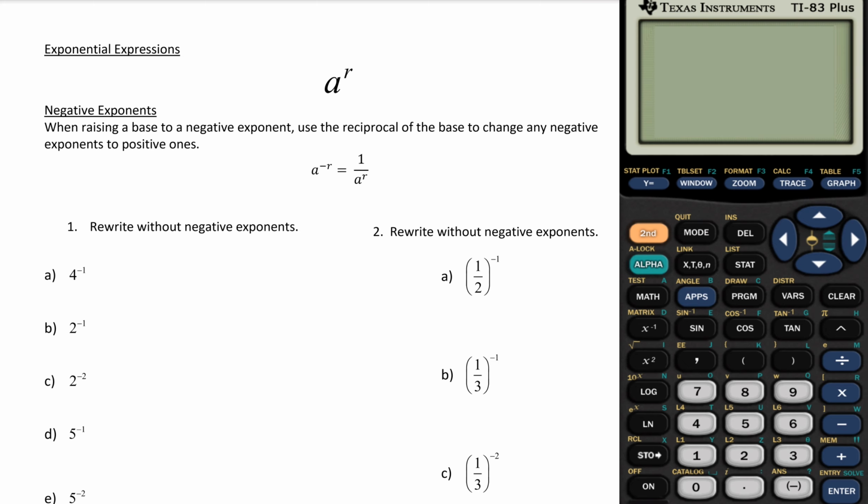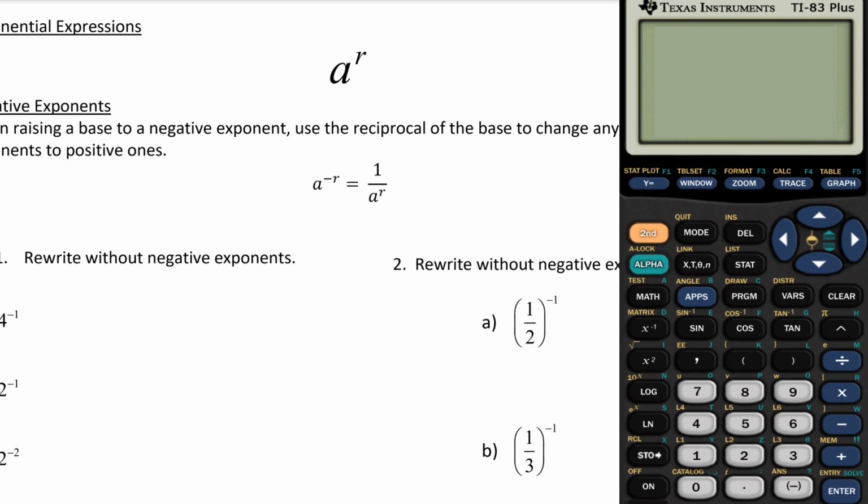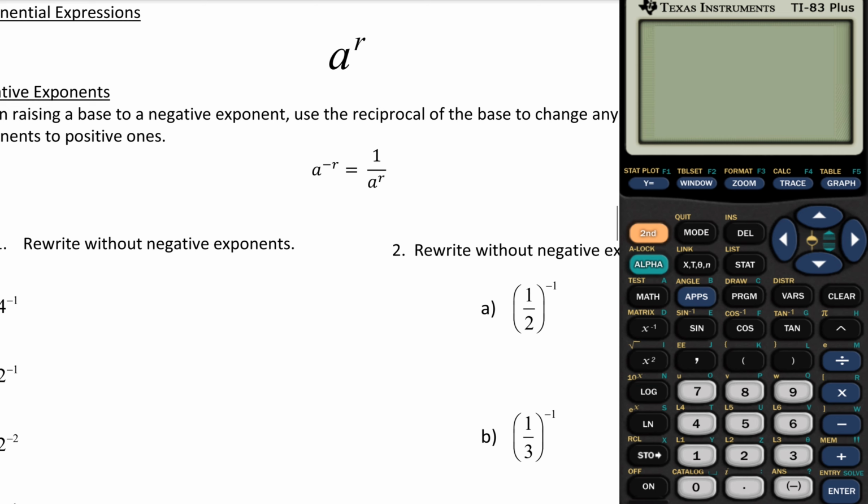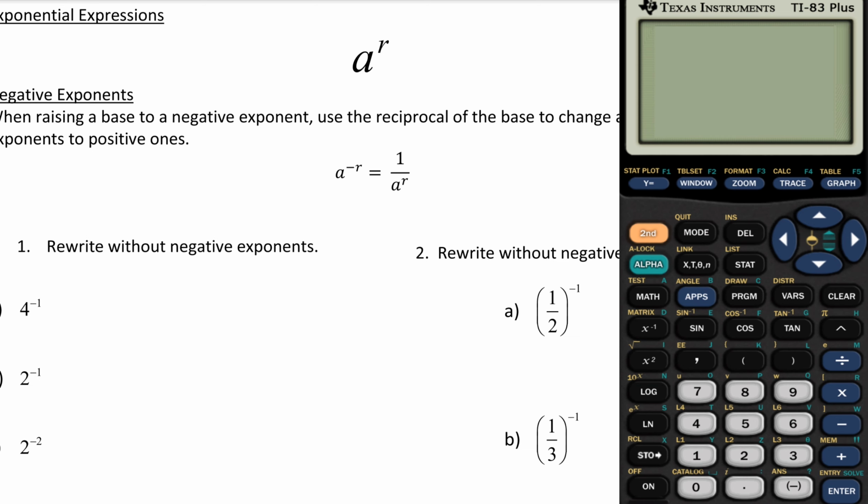And we can deal with negative exponents. Anytime you're given a negative exponent, we don't like negative exponents. We never give answers with negative exponents. We always try to make them positive. Now remember, if I have a negative exponent on its own, then I'm going to move that a to the power of negative r to the other side and make the exponent positive.